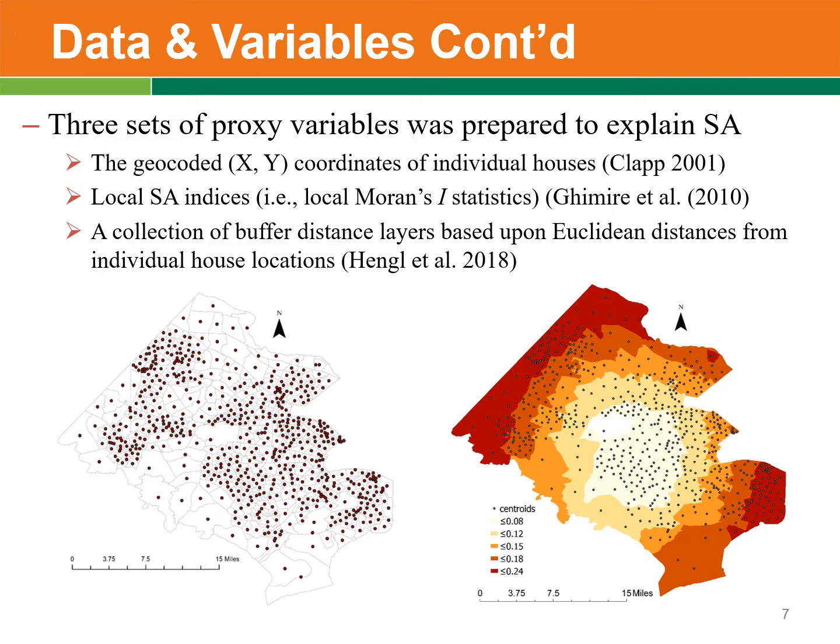And the third set is a collection of buffer distance layers based on the Euclidean distance from individual houses. Ideally, we can generate one buffer distance layer for each of the houses that measures the distance from all other houses to the target house. However, since the houses that sold in 2016 and 2017 are not identical, we generate the buffer distance based on the centroid of the block groups. The map on the left shows the centroids, and the right is an example of the generated distance layers.